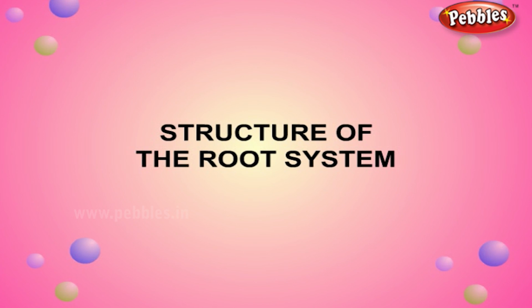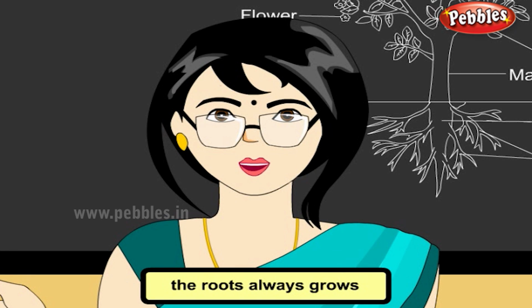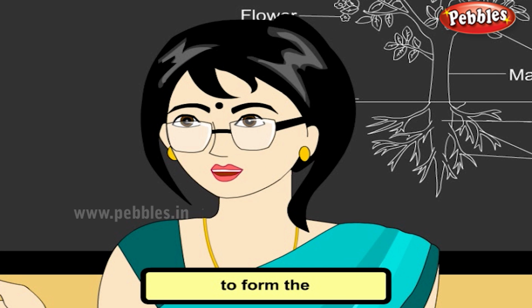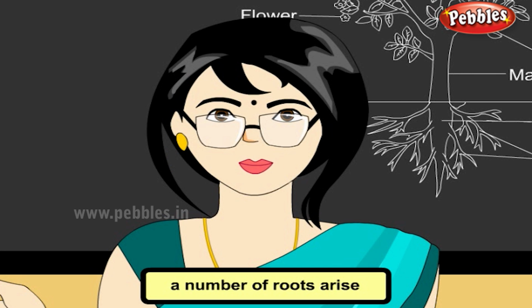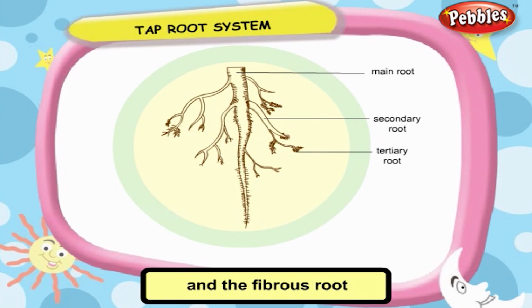Structure of the root system. The roots always grow down into the soil to form the base of a plant. From the main root, a number of roots arise. The roots are differentiated into two kinds, the taproot and the fibrous root. In the taproot system, there is a single main root from which the secondary and the tertiary roots arise.